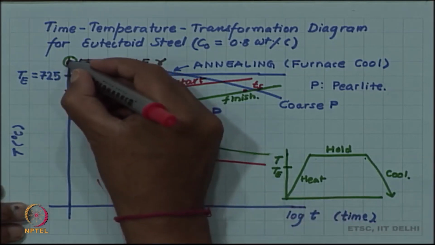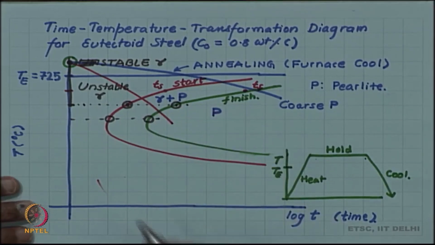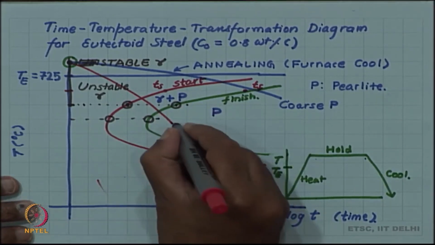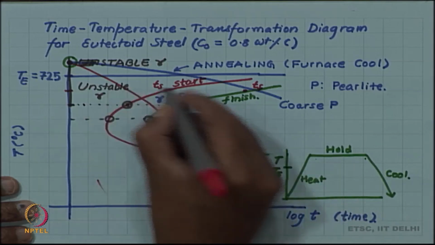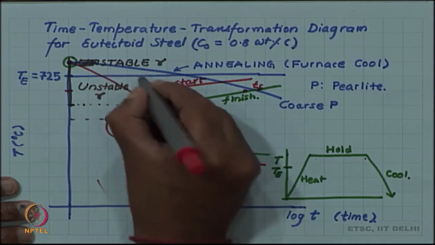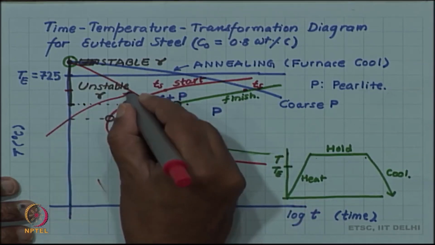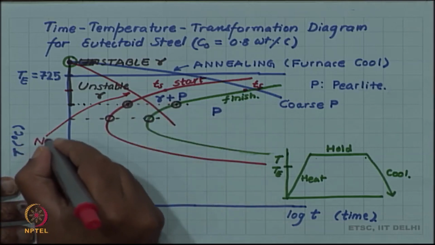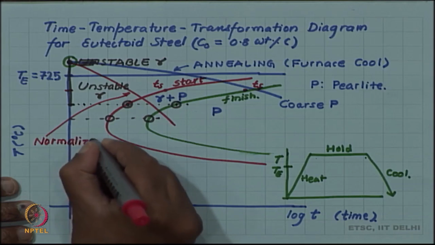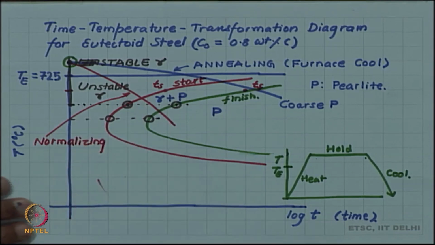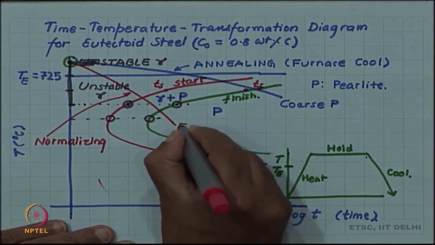So, the sample is cooling with the furnace, so the cooling rate will be very, very slow. But if I cool faster, that is, if I take the sample out and put it in air, then that is a faster cooling, and this is called normalizing. And this will give us fine pearlite.